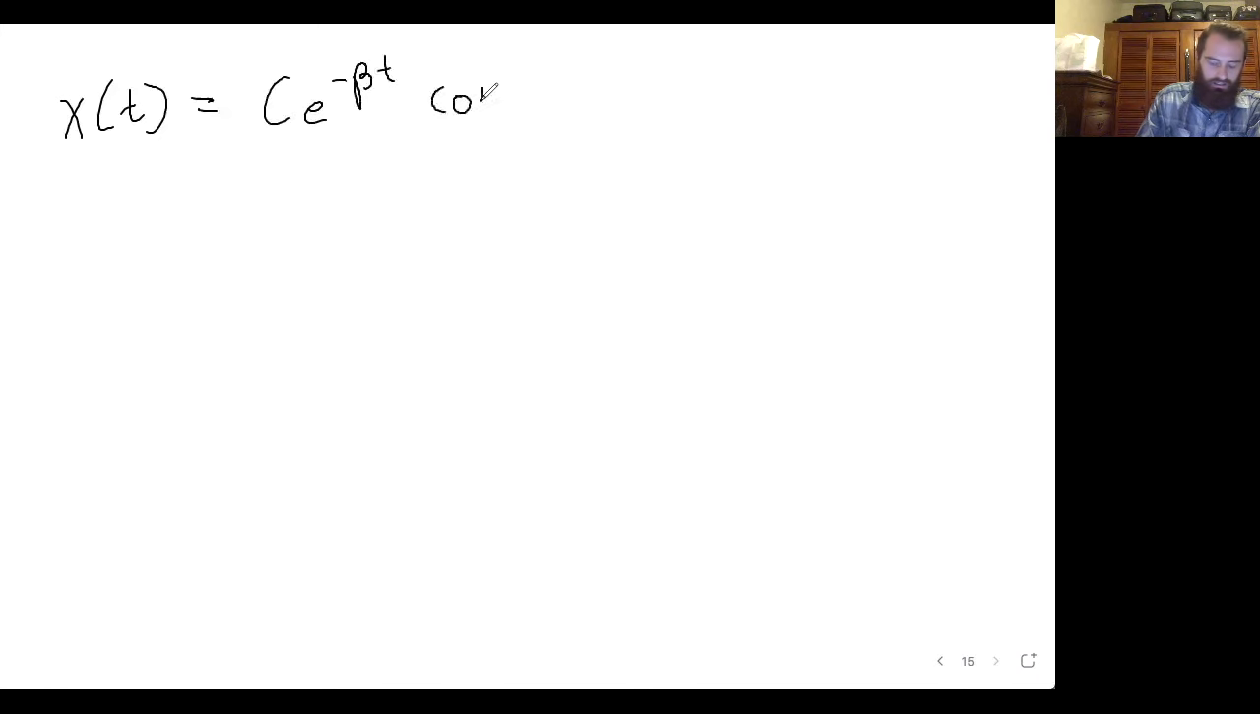Okay. So we now agree that this function solves the differential equation. And now what does this function tell us? So first, obviously this is some superposition of a cosine and an exponential. So you could kind of imagine what that looks like.